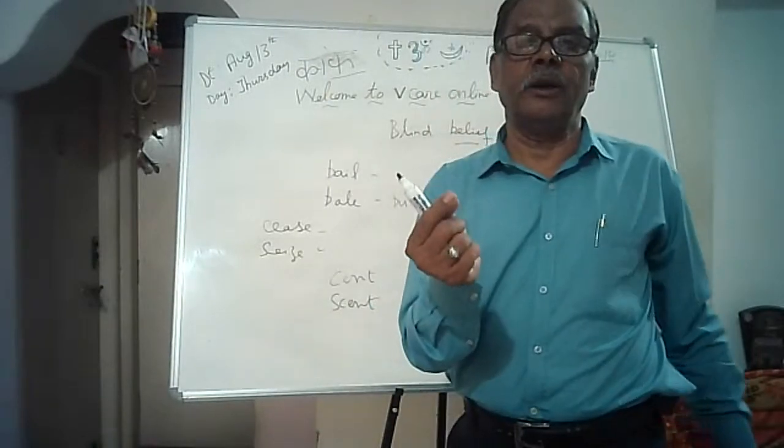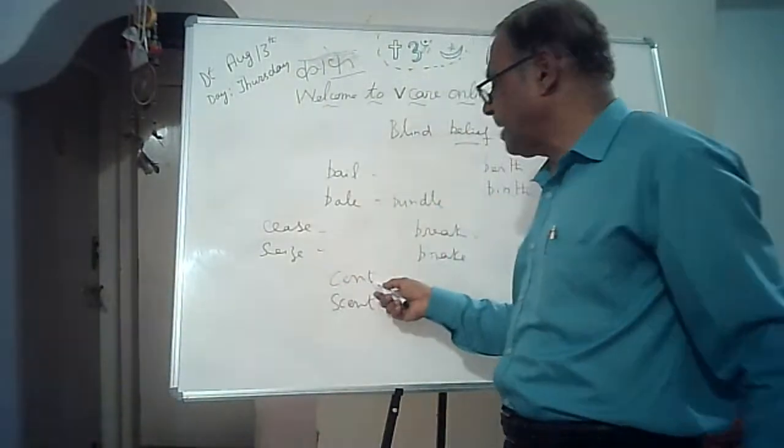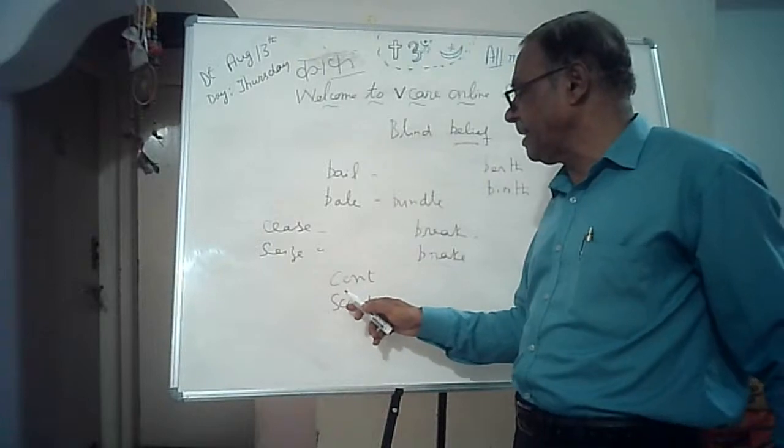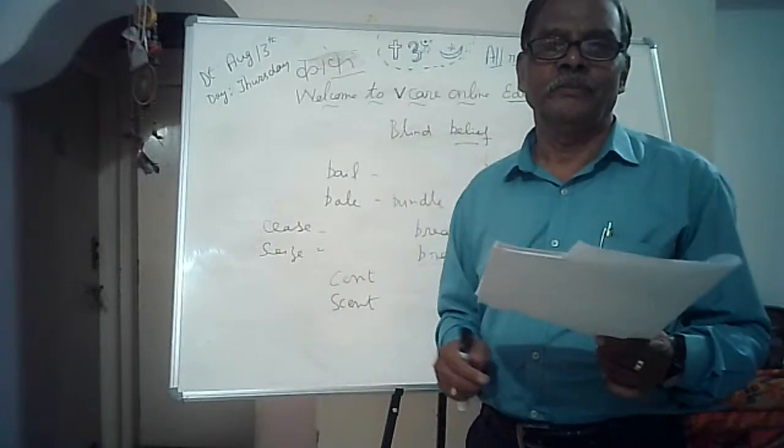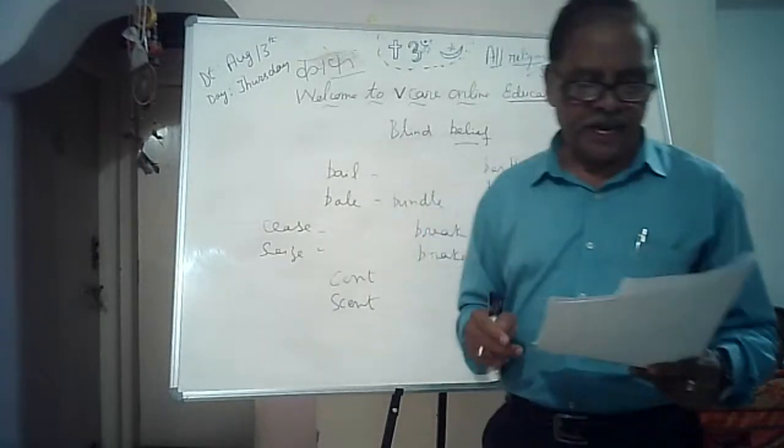C-E-N-T, cent, is a coin. 1 cent, 2 cent. This cent is a coin. And this cent, C-E-N-T, is perfume. Perfume, that is called cent.